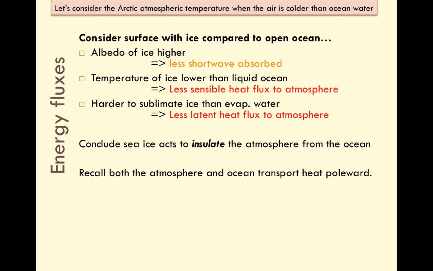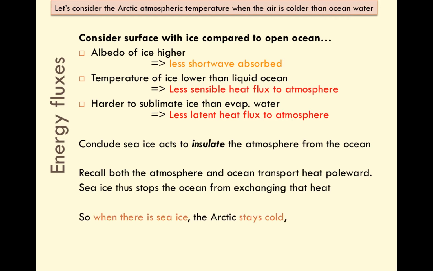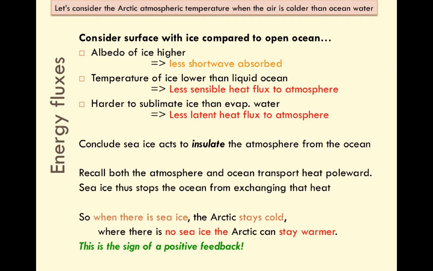Recall, both the atmosphere and ocean transport heat poleward. The sea ice thus stops the ocean from exchanging that heat once it gets all the way up into the northern zone. So when there's sea ice, the Arctic stays relatively cold. When there's no sea ice, the Arctic can stay warmer because the ocean promotes heating of the atmosphere. This is the sign of a positive feedback.